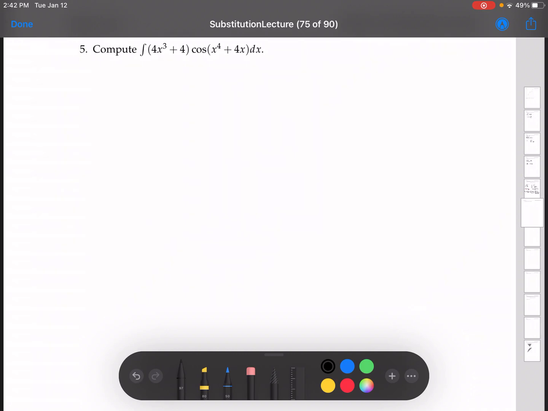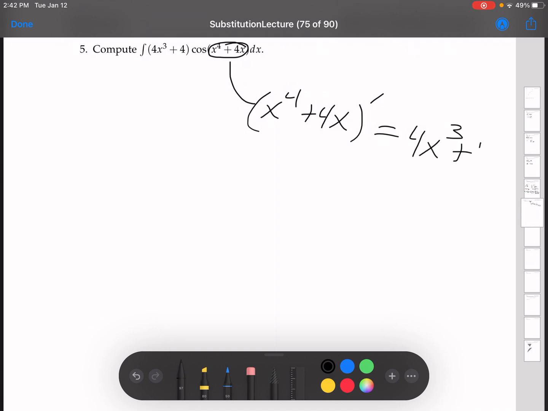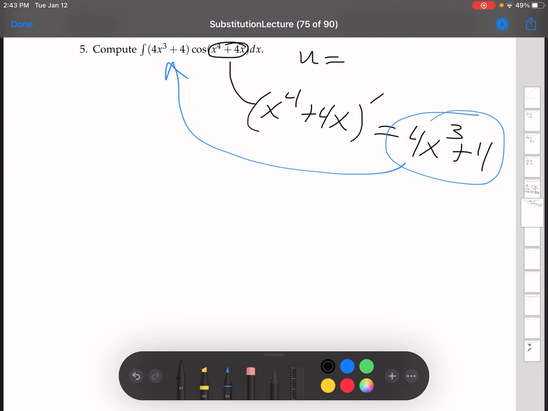All right, so again, in this one, notice that the derivative of x to the fourth plus 4x, right, the derivative, so x to the fourth plus 4x prime, let's see, that's going to be 4x cubed plus 4. This is exactly that right there. Right, so that tells me what I want to make u into. So we set u equal x to the fourth plus 4x.